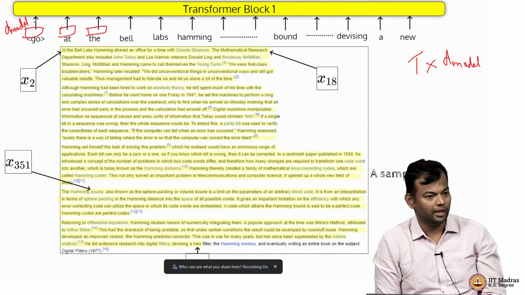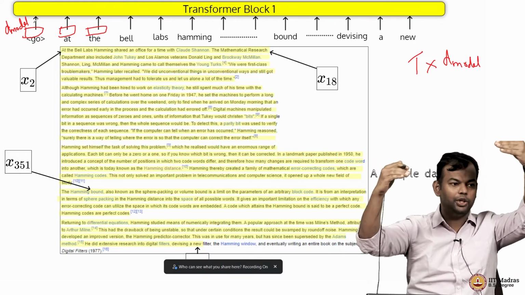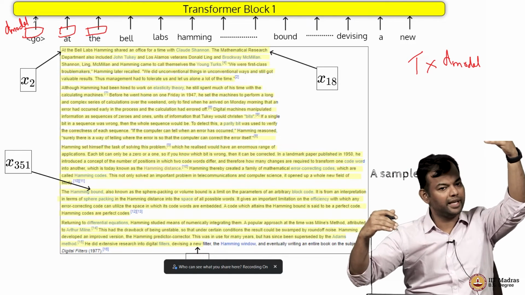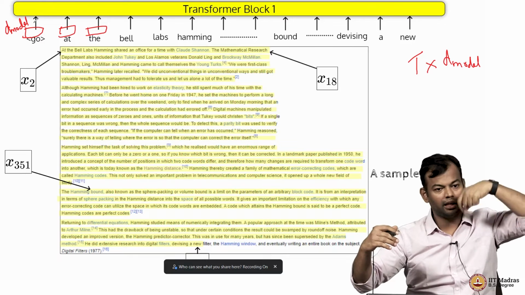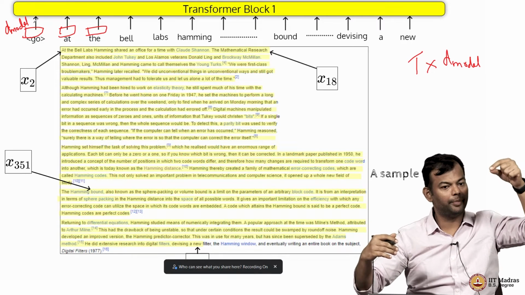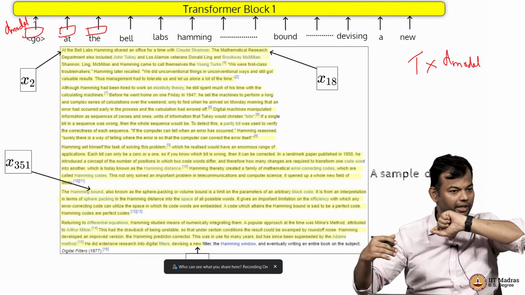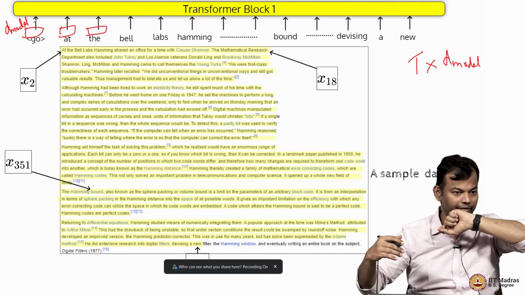Does that make sense? That means at every layer you will be producing a T cross D model sized output till the last layer, and at the last layer you will then convert it to softmax. So you will be predicting capital T probability distributions. Does that make sense, everyone?